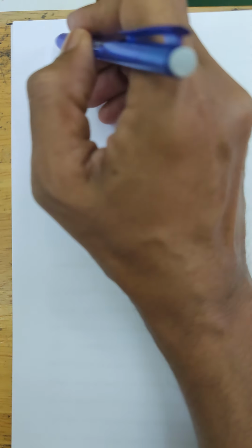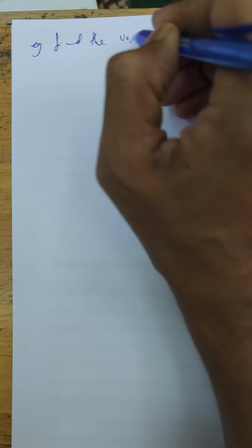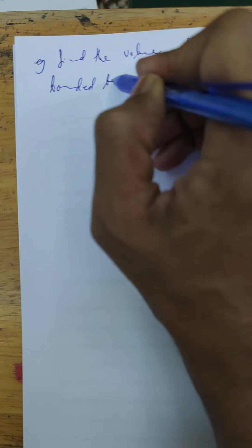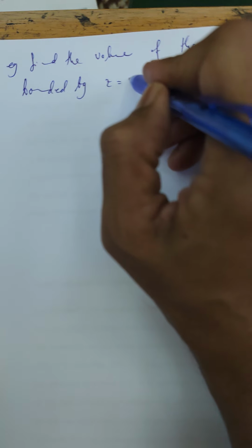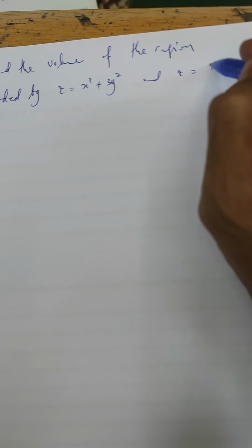Okay, again an example: find the value of the region bounded by z equals x squared plus 3y squared and z equals 8 minus x squared minus y squared.